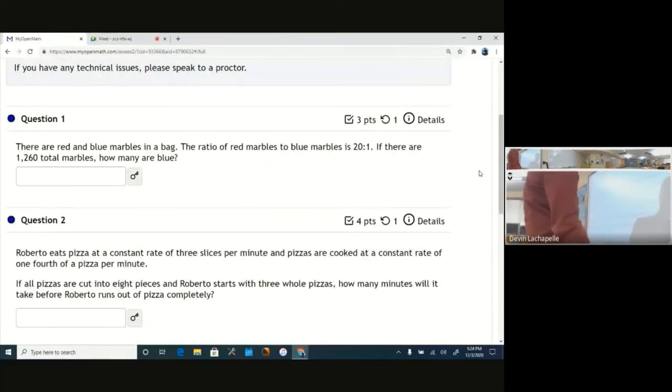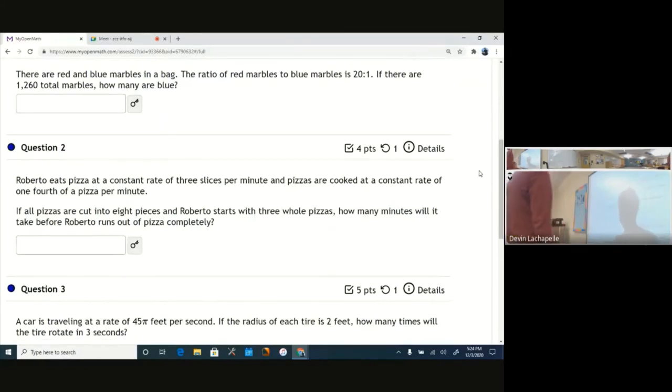Okay, so we're going to do round number 4, our final round. There are red and blue marbles in a bag. The ratio of red marbles to blue marbles is 20 to 1. If there are 1,260 total marbles, how many are blue?